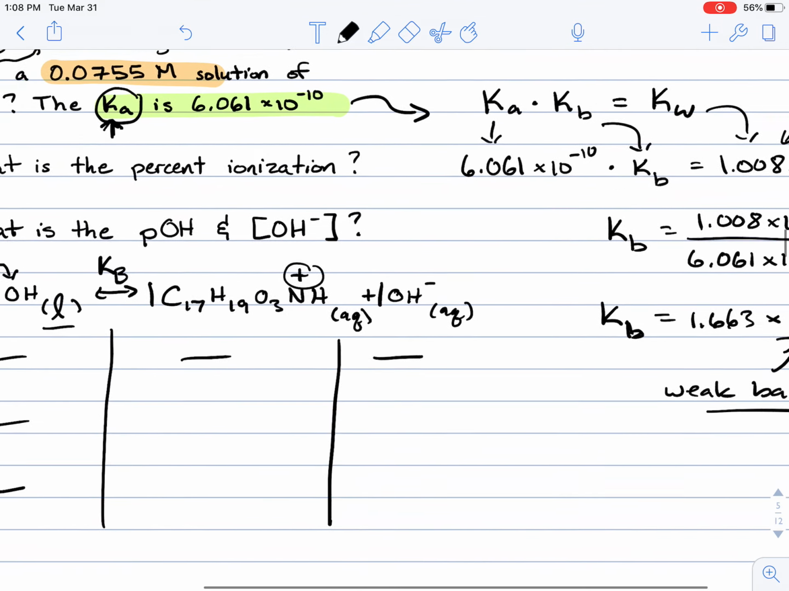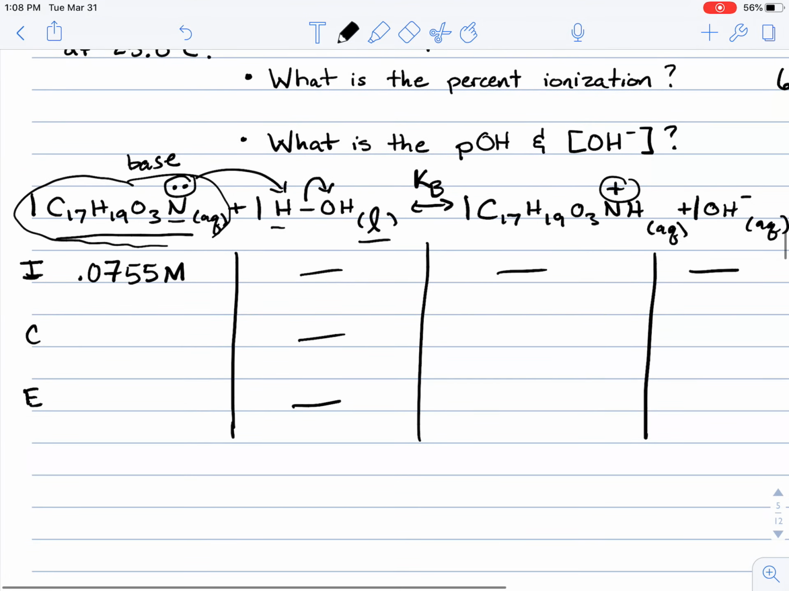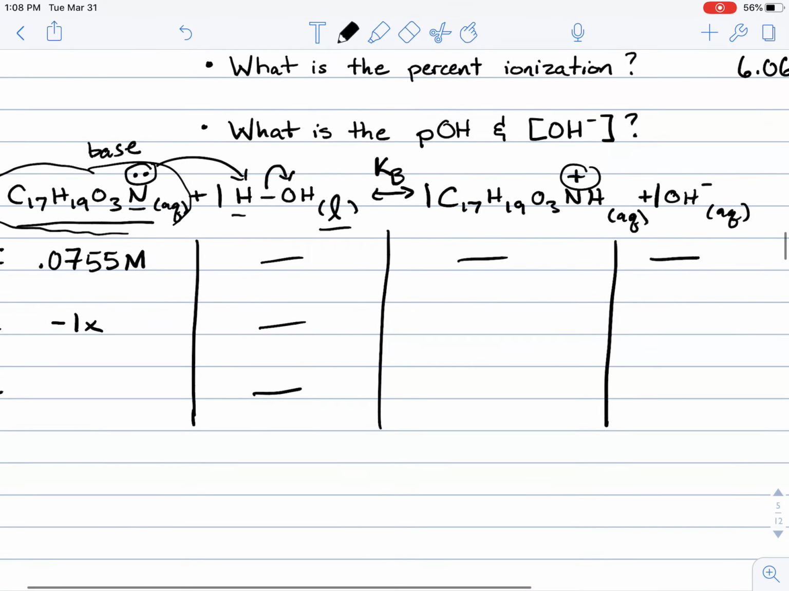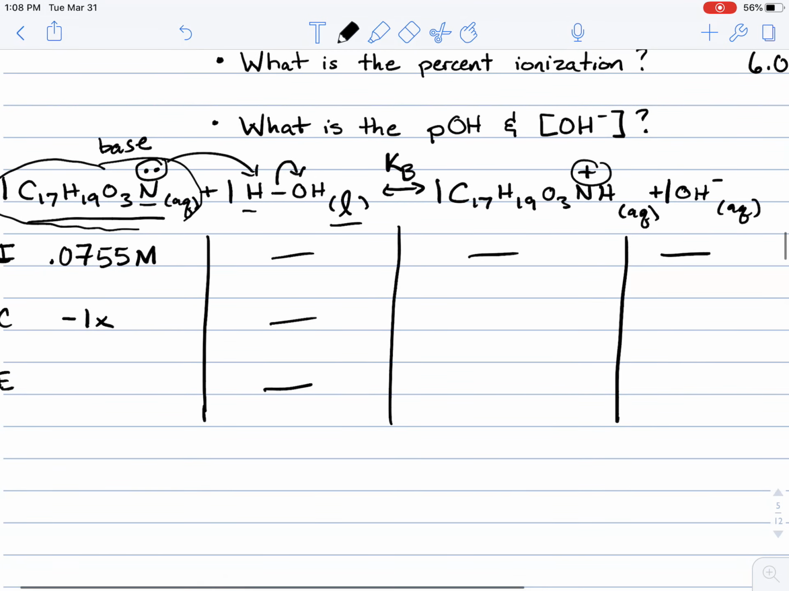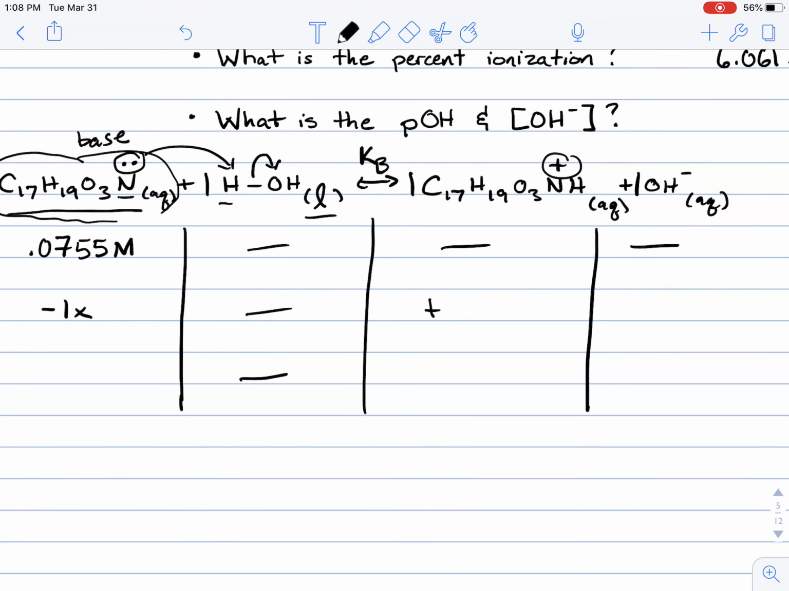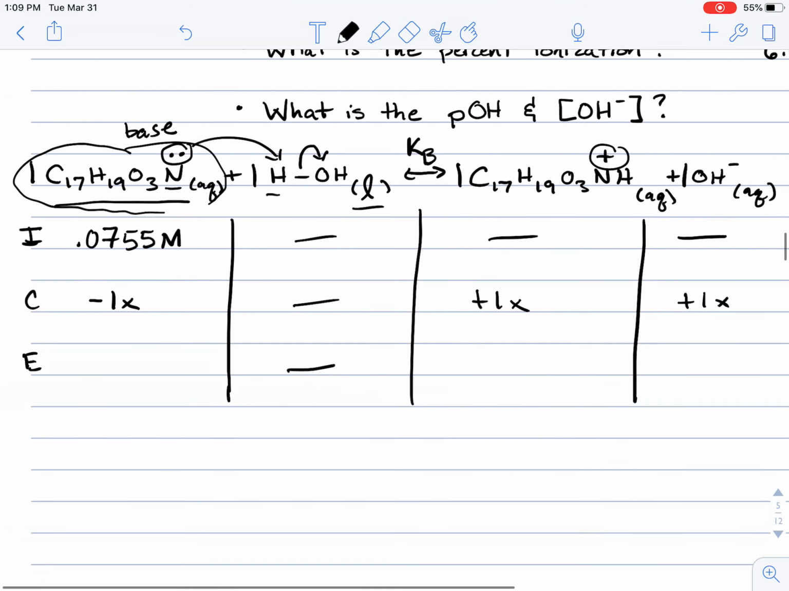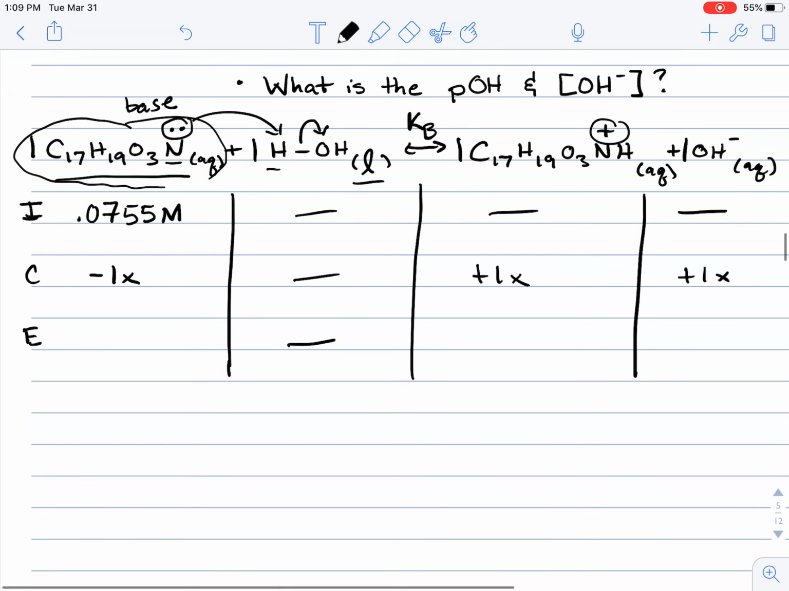And since morphine is a weak base, the change is going to be minus 1x. On the product side, since we're consuming morphine, we're going to produce the conjugate acid of morphine, and we're also going to be producing hydroxide ions. At equilibrium, this is going to be 0.0755 minus x, plus x, and plus x.